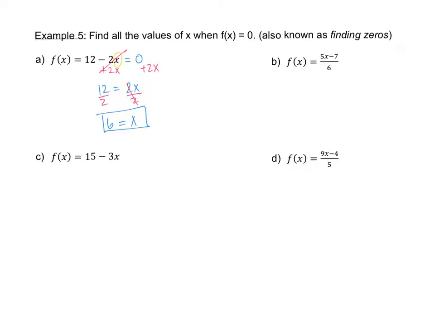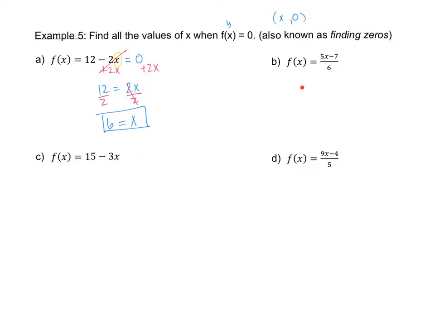Basically, what you're doing is actually finding the x-intercept. So you guys might remember x-intercepts are when your y is 0, and then you're finding the x that causes the y to be 0. In this case, the f of x is representing your y.